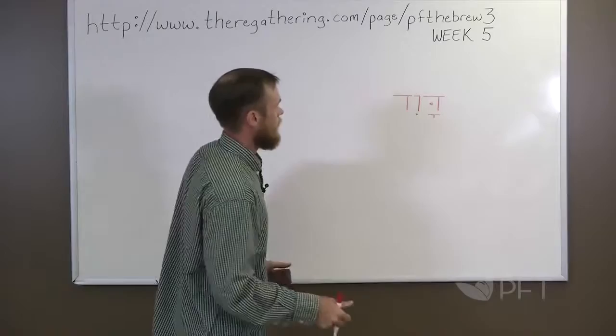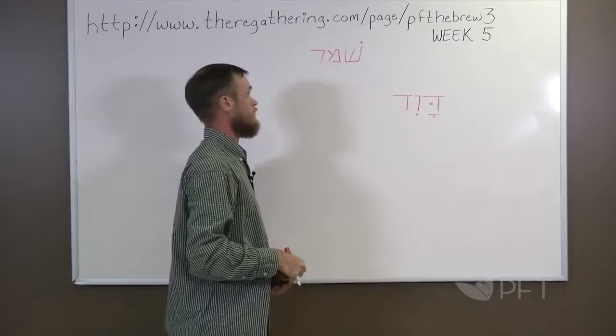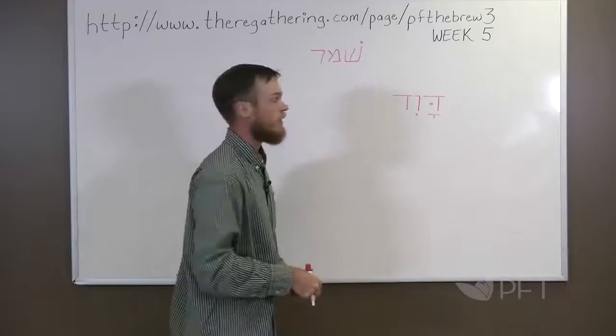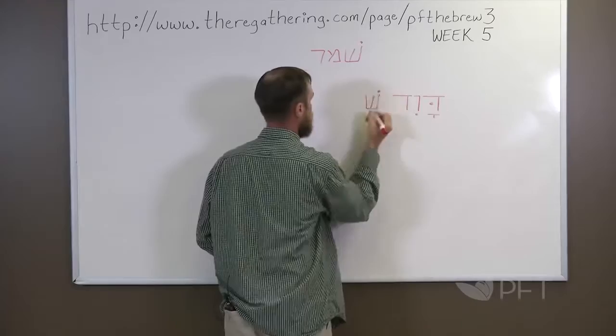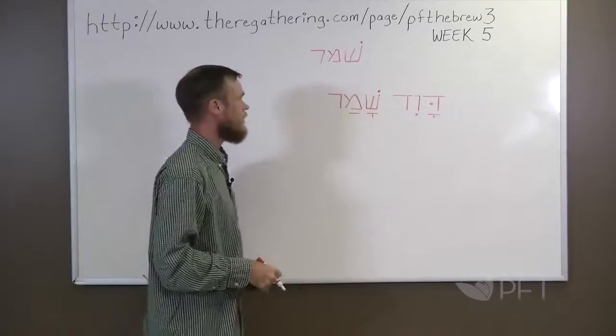The root for to keep is shin mem resh. So using our conjugation chart, we find the past tense, third person, masculine, singular, and plug in the appropriate vowels to the root letters. We find that to be shamar. So David shamar, David kept.